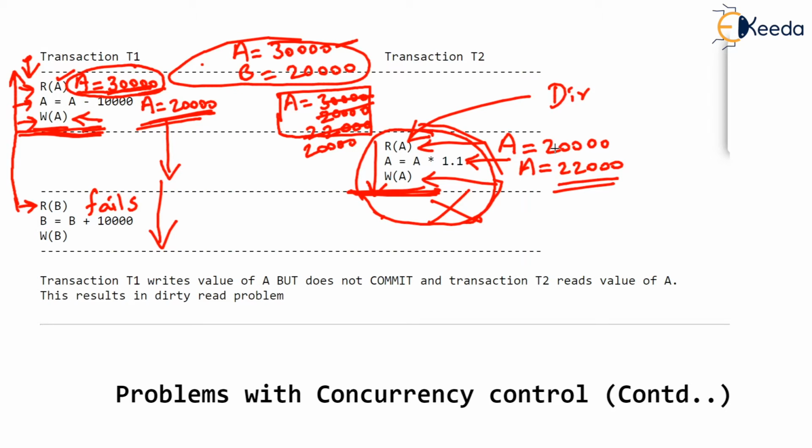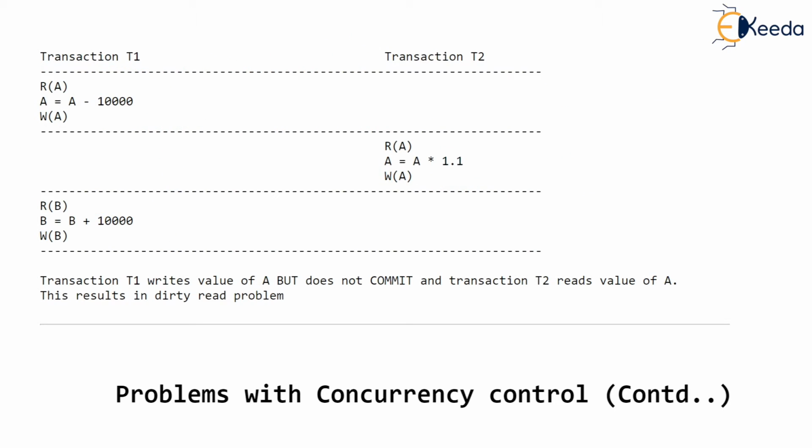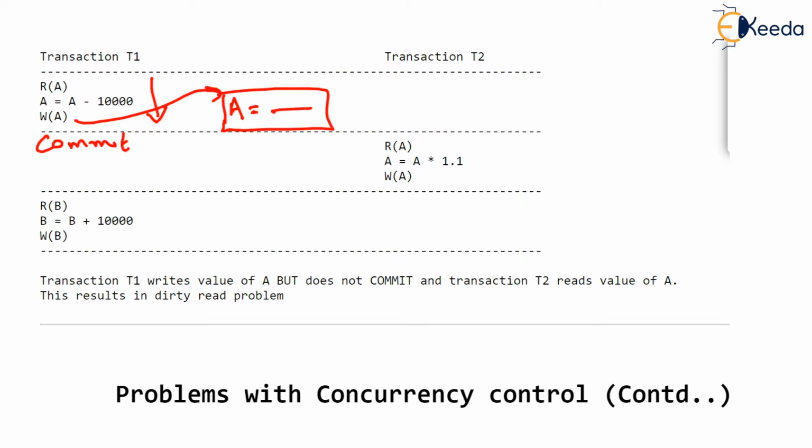Let's understand the word dirty now. Why it is known as dirty is because the concept is like this. This transaction has written some value in the buffer, but this transaction has not yet committed. There is no commit statement. That means this updated value of A is not written in the permanent store, in the DB store. Although this transaction has updated the value, it has not committed yet.